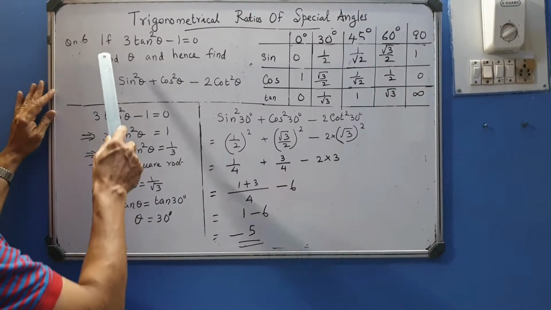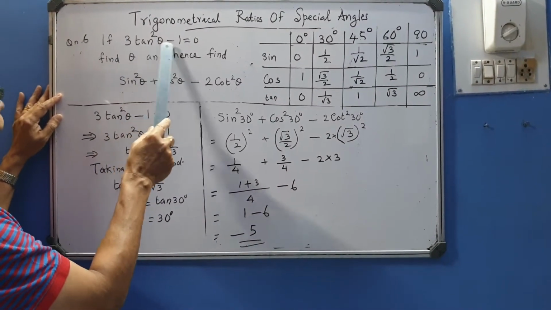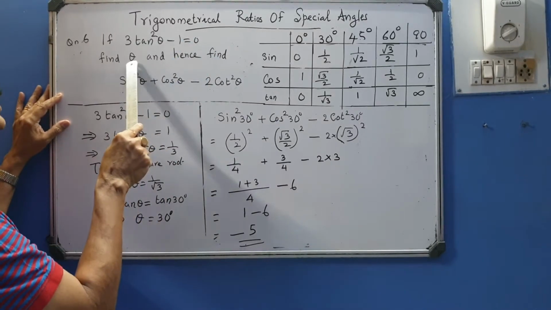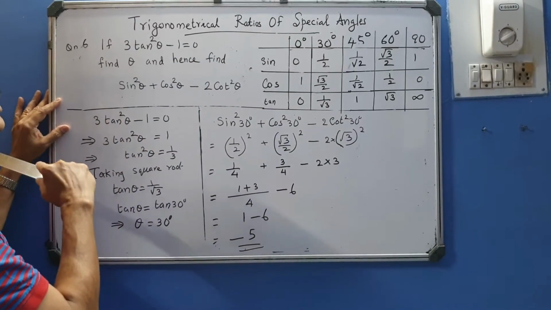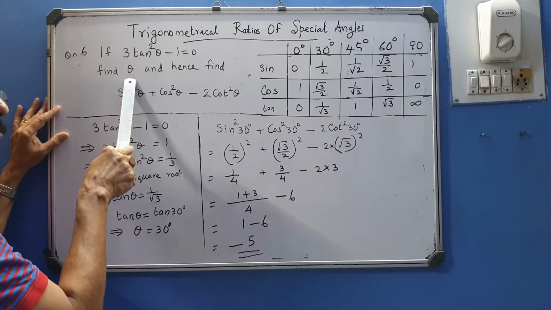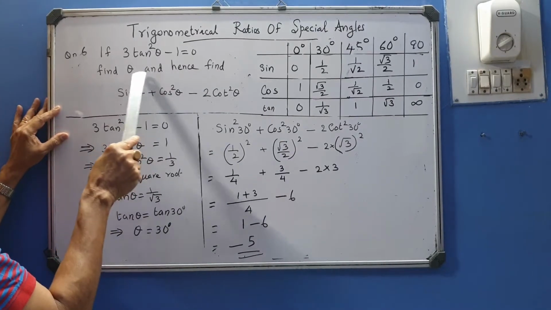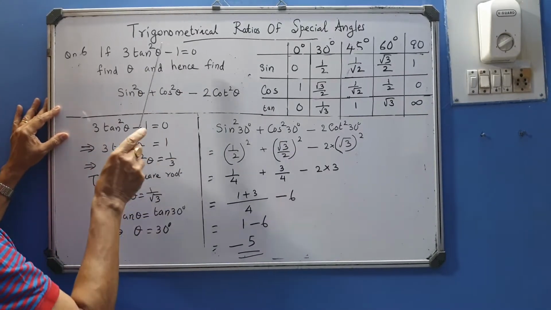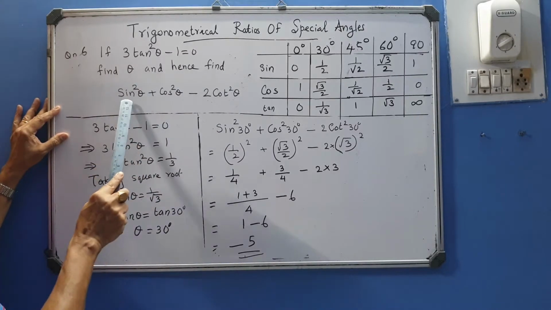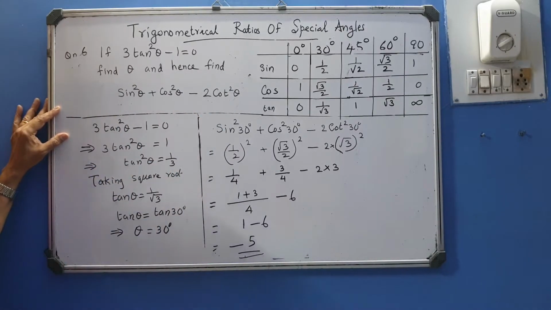Okay, now let's take another question. 3 tan square theta minus 1, this is the question. We have to get the value for theta. Like the previous question, where you were asked to find out the angle first, here also angle first, and use that angle to find out this. So we need to find out the angle first, use that angle to get this value. Let's see how it can be done.